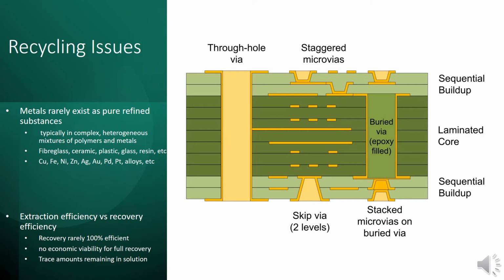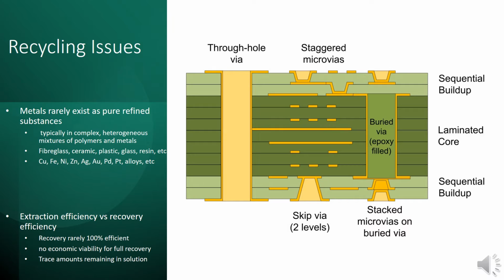Looking at issues to do with recycling then. Metals rarely exist as pure fine substances. In e-waste, they're normally in complex heterogeneous mixtures, with polymers like fiberglass and plastics. The metals themselves might also be pure, or they might be alloyed.